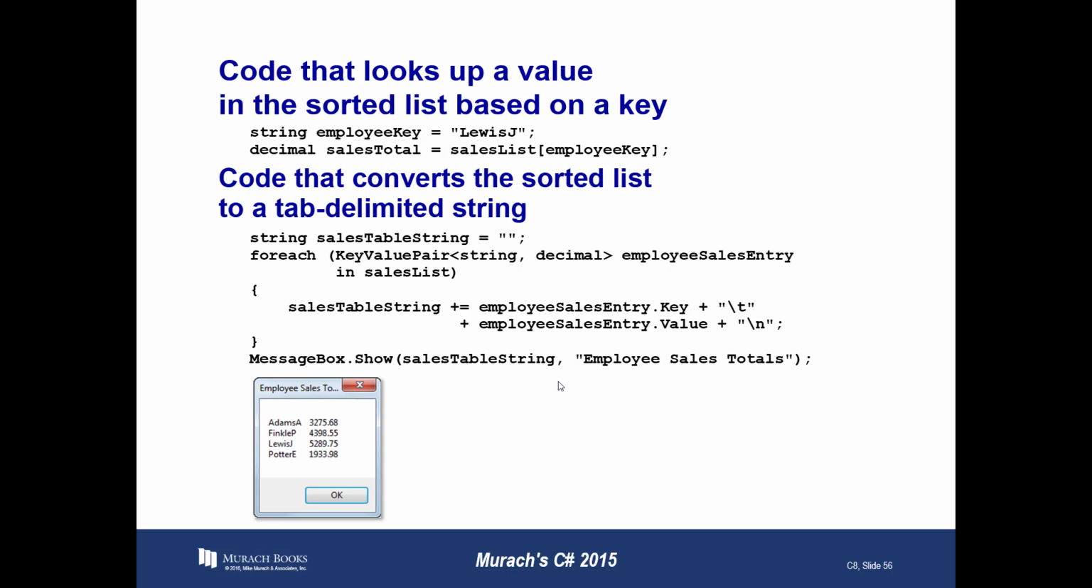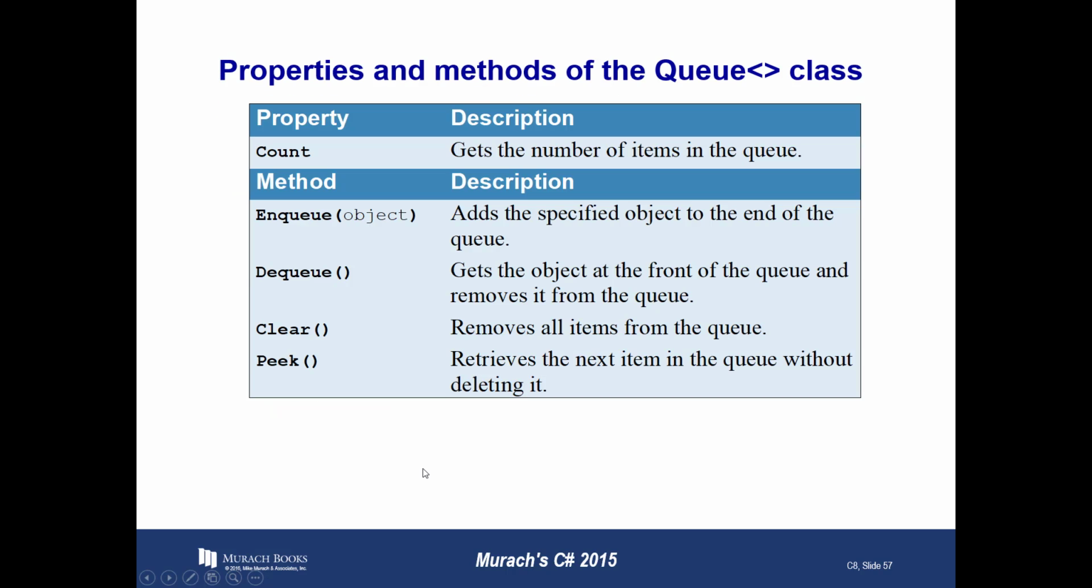When you start working with keys and values, there's even more stuff that you can do. The first example there shows code that looks up a value in a sorted list based on a key. The second one, as it says, converts the sorted list to a tab delimited string. So it's name, tab, value, name, tab, value, name, tab, value, name, tab, value. There are a lot of things you can do with this, as you might well imagine.